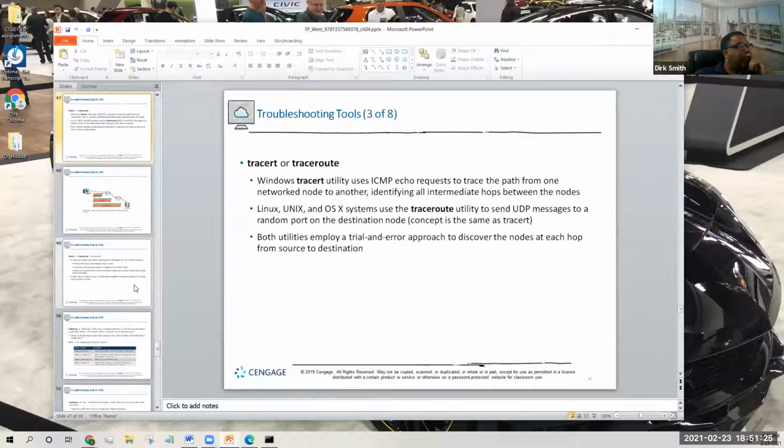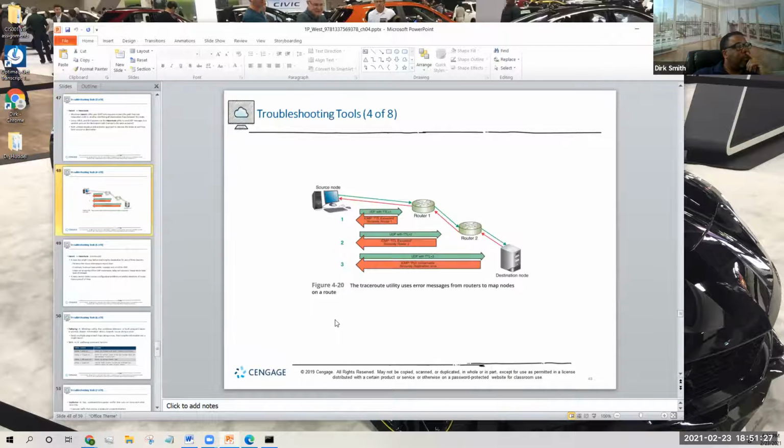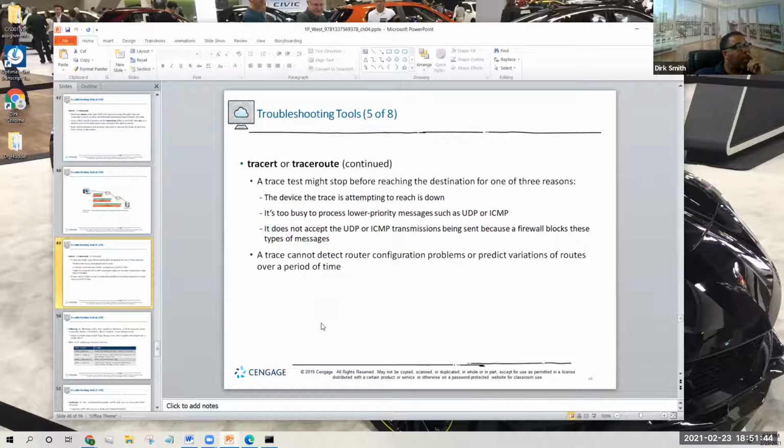Traceroute. The traceroute utility uses error messaging from the router to the destination node. So it's going from here to the destination. I was just showing it, so that's the reason we didn't see any messages. It was just kind of displaying what it does.